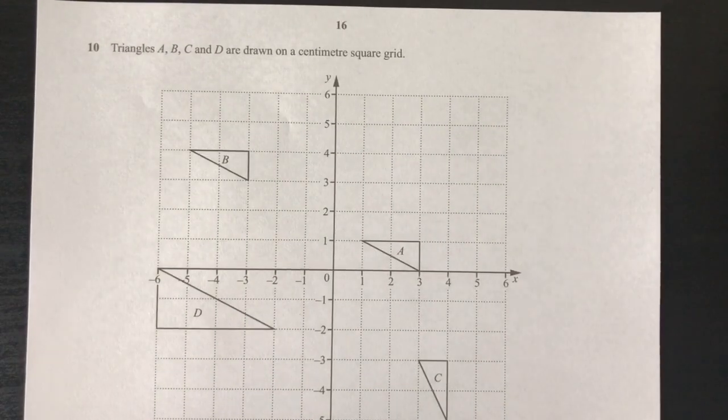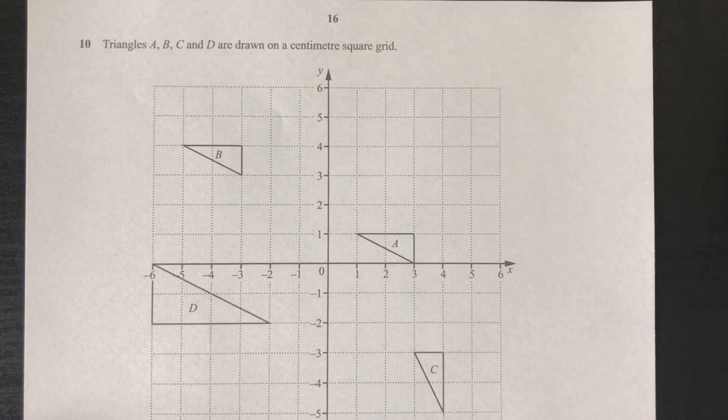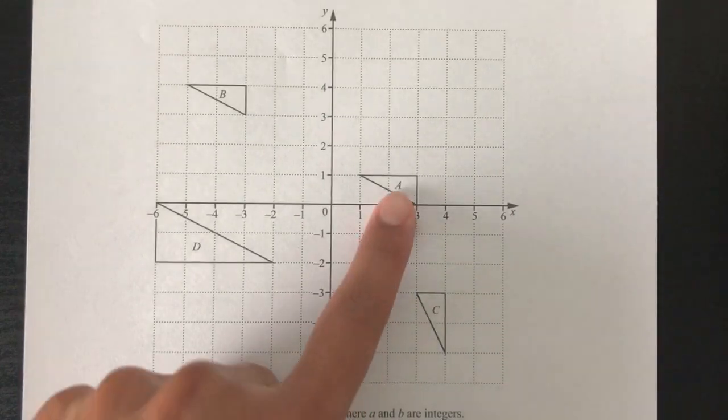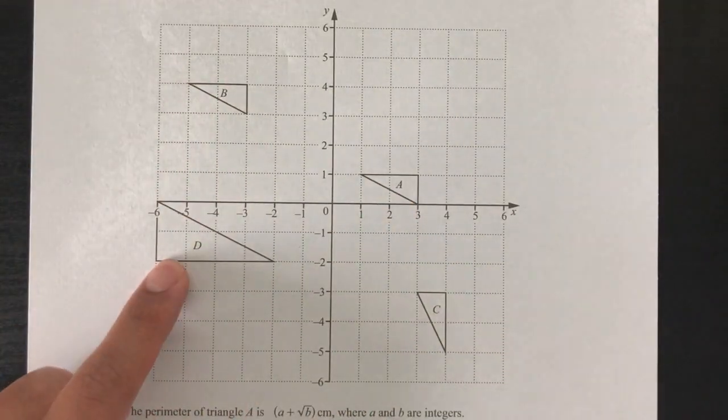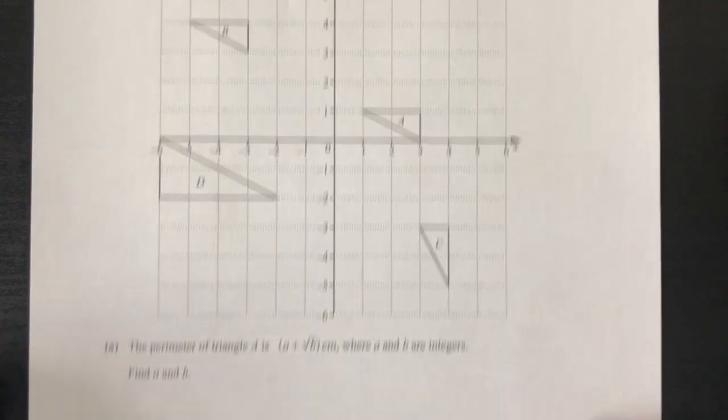This one is a requested question for transformation. Question number 10 of paper May, June 2016, paper 2-2. Okay, so here we have a few shapes, A, B, C, and D. So we have 4 triangles. Let's see what happened to them, okay?